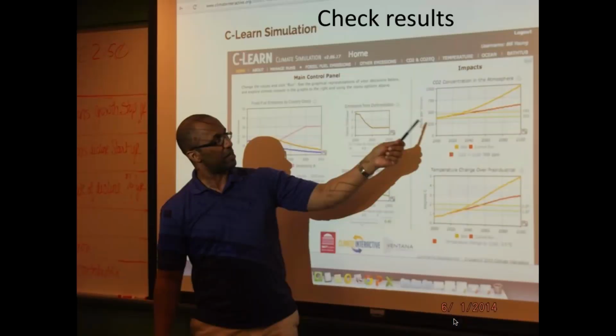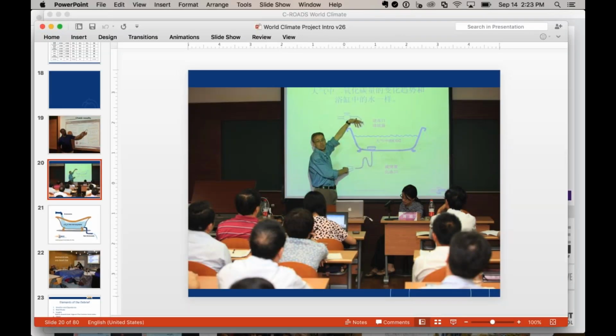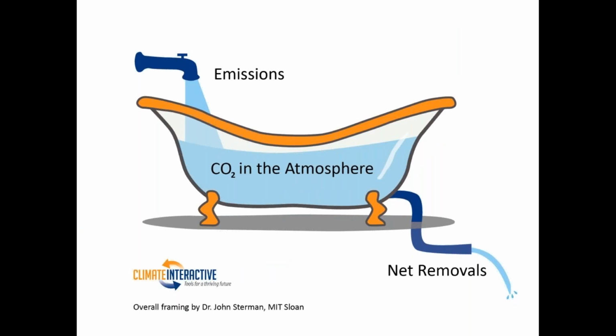So like I said, we check our results, and a lot of times we also talk about different dynamics that we see when we're looking at C-roads. So here is a picture of the founder of Climate Interactive, Drew Jones. He's in China explaining what we call the bathtub concept. This is one thing we refer to a lot because it helps people understand the role of emissions in terms of thinking about climate change.